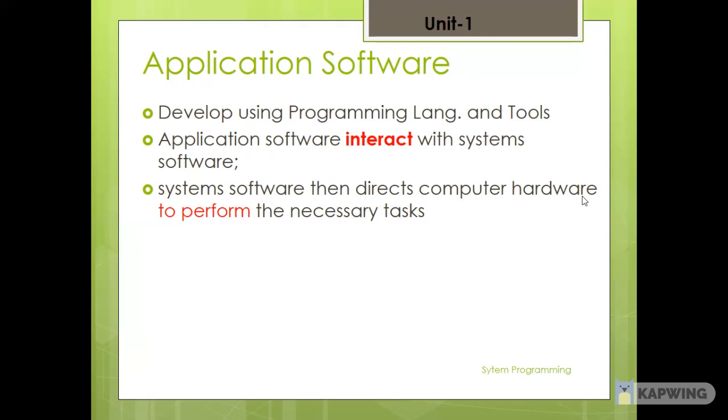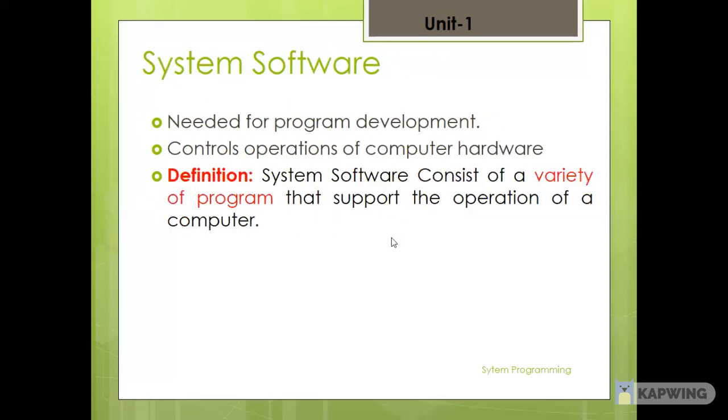Application softwares interact with the system software. System softwares then interact with the computer hardware to perform the necessary tasks. Now we want to execute the application software, so it will be executed with the help of system softwares on the hardware. System softwares are needed for program development. Whichever program you want to implement, we require system softwares, which control the operation of the computer hardware. Definition: system software consists of a variety of programs that supports the operation of the computer. So whichever operations are performed by the computer will be performed with the help of system software.